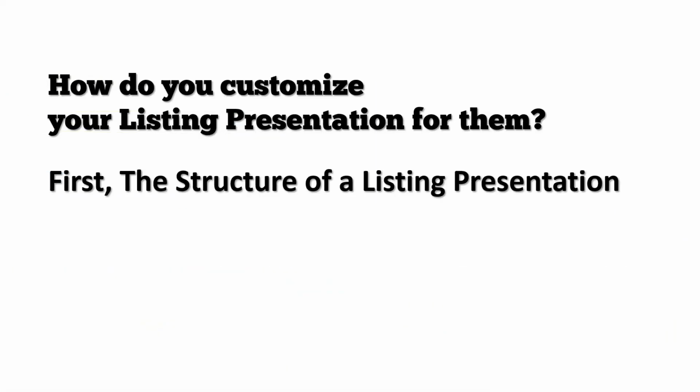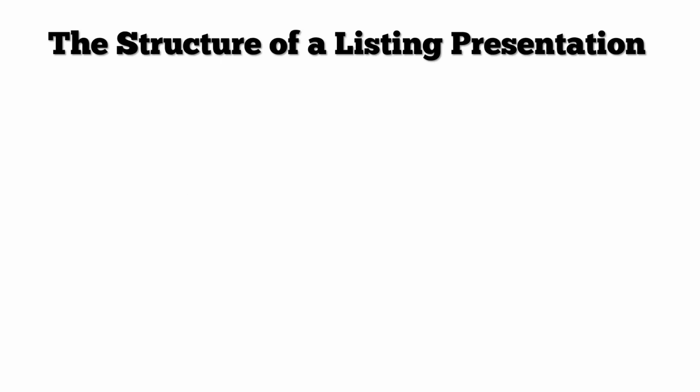Now coming back to the point of the day: that's who your sphere of influence is, how you stay in touch with them, and how you generate business. But how do you customize your listing presentation for them? Before we talk about customizing it too much, let's agree on a structure of a listing presentation. So here's the basic structure. Those of you who don't have a listing presentation, or can't name this structure without me showing it to you, do need to write this down and build your listing presentation around it.